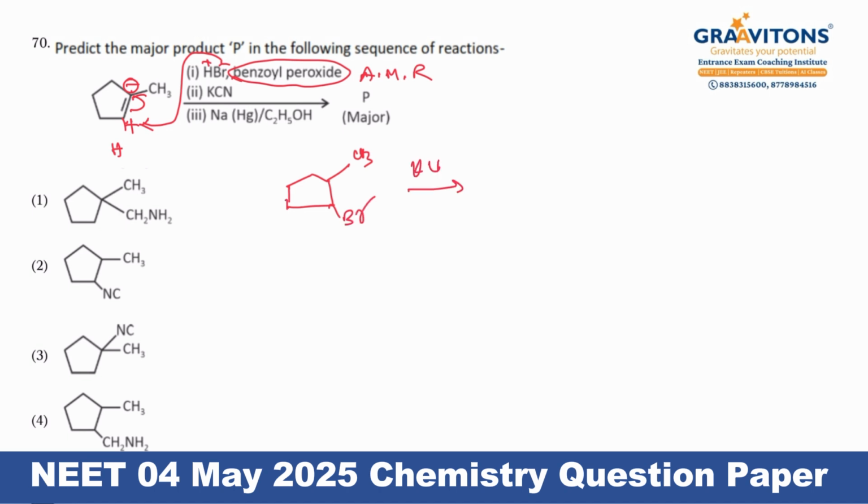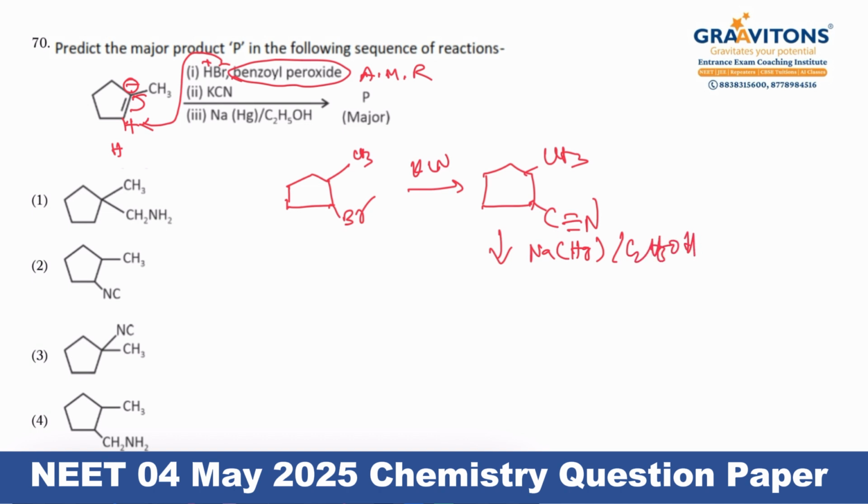And when you go for cyanide addition, then a nucleophilic substitution reaction will be carried out. We have C triple bond N substituted here. Again, when you go for the addition of a reducing agent like sodium amalgam in an alcoholic medium, we have the addition of hydrogen on both sides. As a result, we have a pentane with a methyl group here and CH2NH2, formation of a primary amine. So the correct option here is the fourth one.